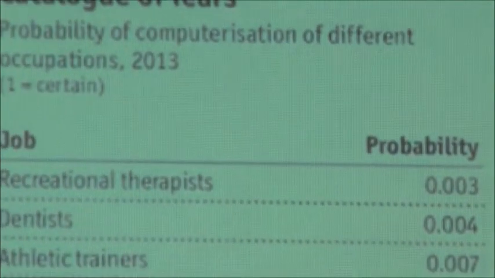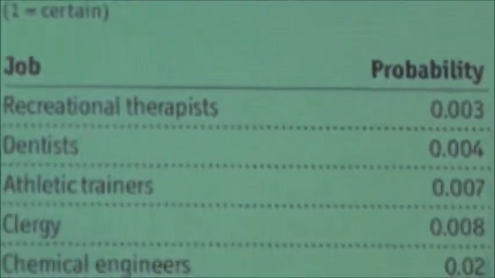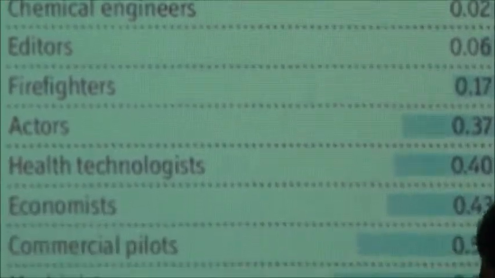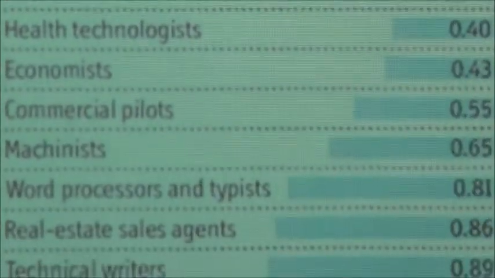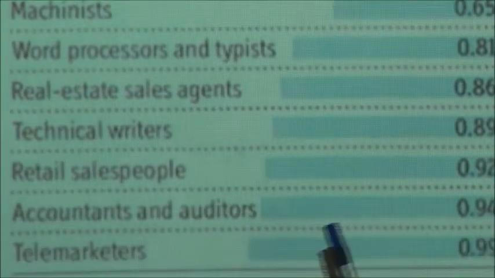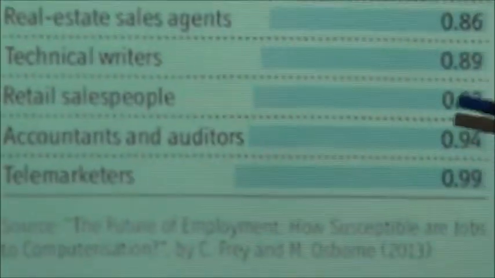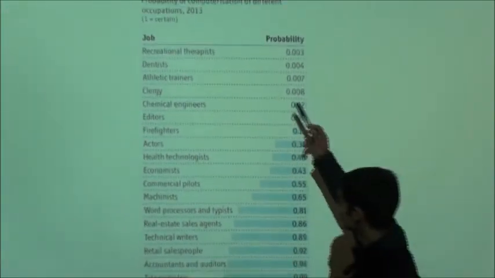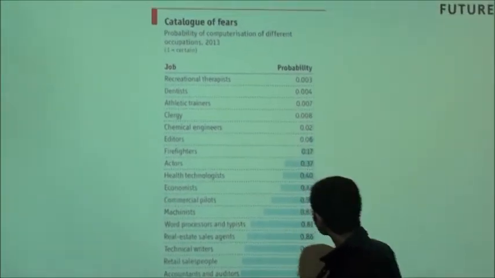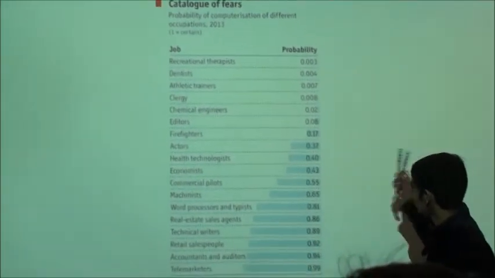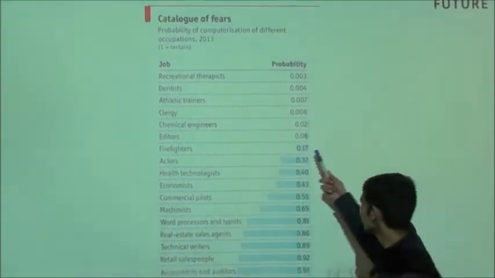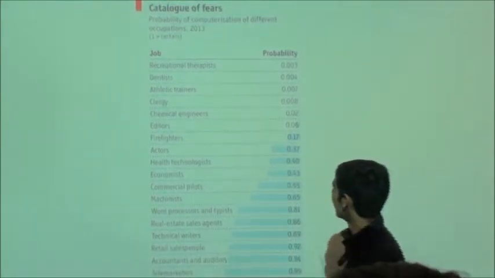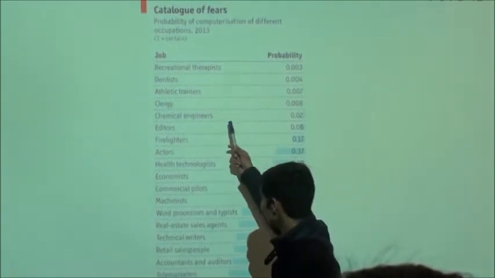So as you can see, these are the probabilities of automation in different occupations. Down here, we've got writers, retail salespeople, accountants and auditors, telemarketers. They are the most likely to be automated in the coming years. But as you can see, there are more trained professions that are also going to be automated. At the moment it's a low probability, but this will obviously increase as machine learning gets more powerful.